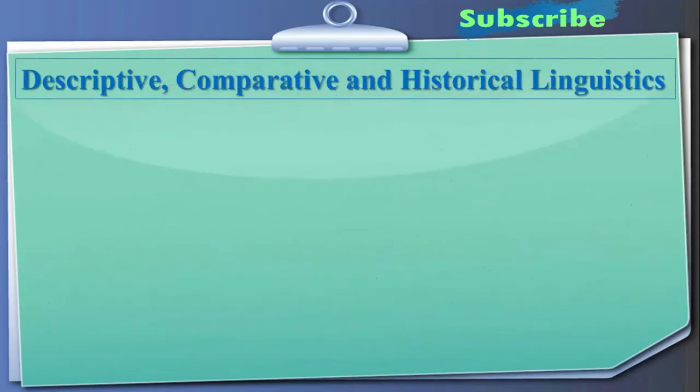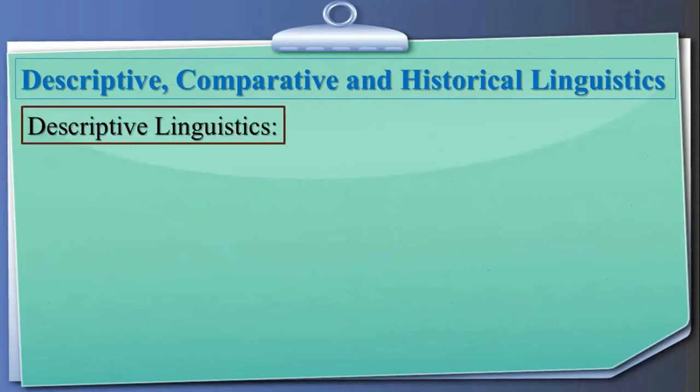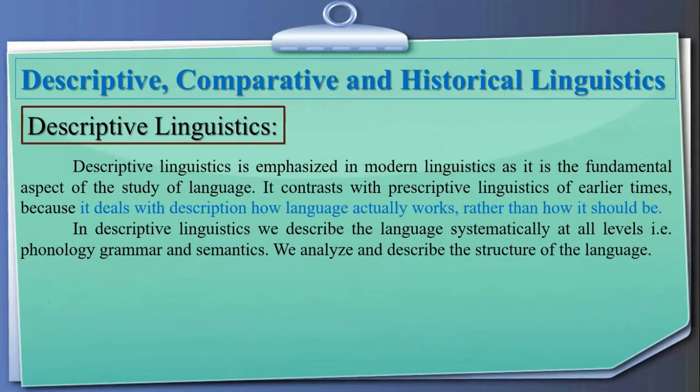Here are descriptive, comparative, and historical linguistics. Descriptive linguistics is emphasized in modern linguistics as it is a fundamental aspect of the study of language. It contrasts with prescriptive linguistics of earlier times because it deals with a description of how language actually works rather than how it should be. When we talk about a description of language, we are talking about how language is actually used. What are the pronunciations of the words? What are the rules of grammar?